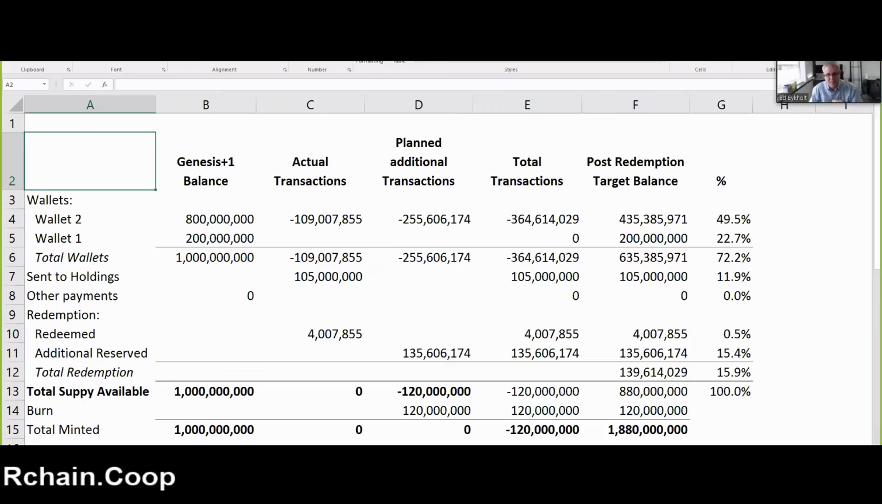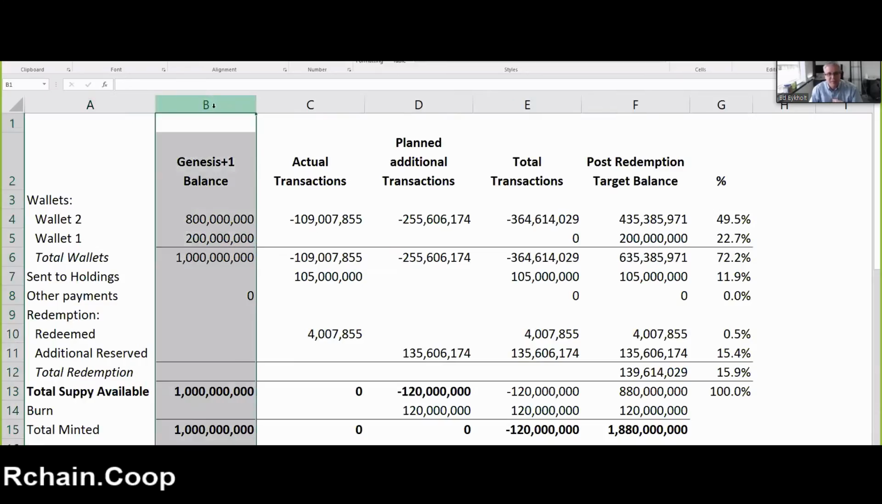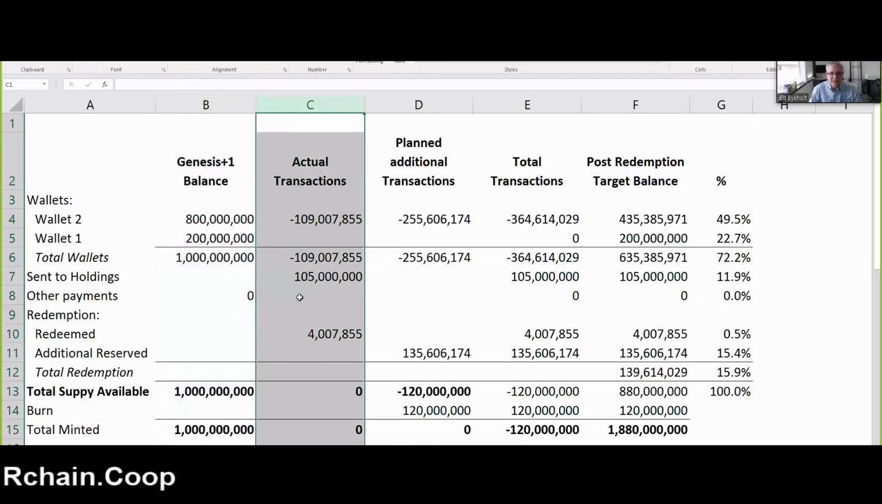And then on ROCs, the co-op has 2 wallets. They started out with 1 billion ROCs spread over these 2 wallets. They were actually minted in wallet 1, and then 800 million was sent to wallet 2. And then to date, the transactions have been these: 105 million sent to holdings, as we talked about, and redeemed thus far is 4 million and some.